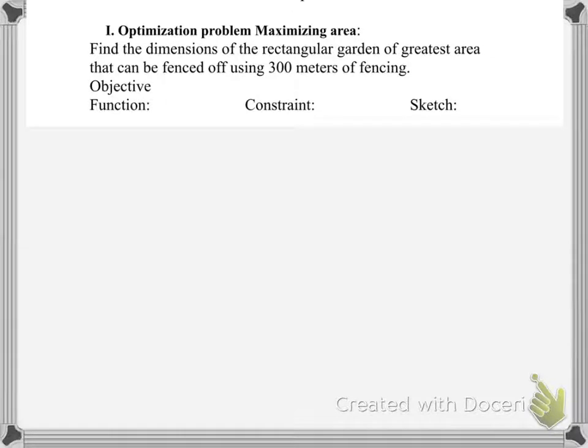All right, so let's see. I would say that find the dimensions of the rectangular garden of greatest area is going to be my objective function. Okay, let's change the color of our highlighter. Yellow. Okay, let's do that. Fenced off using 300 meters of fencing, that is your constraint. So we've identified the constraint and the objective function.